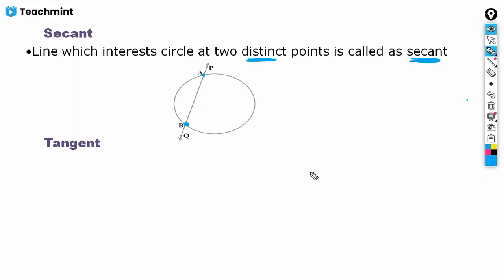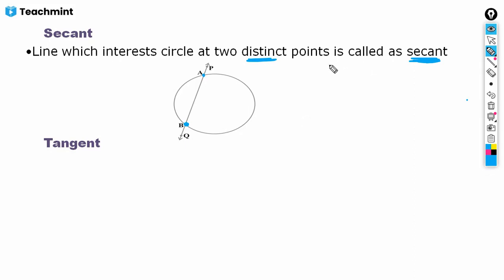And one more important thing: in a question asked three years back, it was asked that if a line is intersecting a circle at two distinct points, then it is called a tangent, secant, chord, or radius. What will be your answer? Secant. So this has been asked for 1 mark, so it should be very clear to you all.